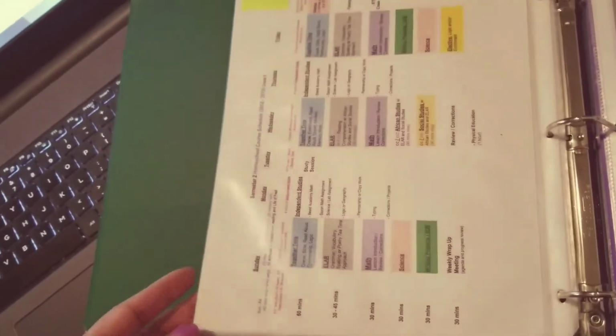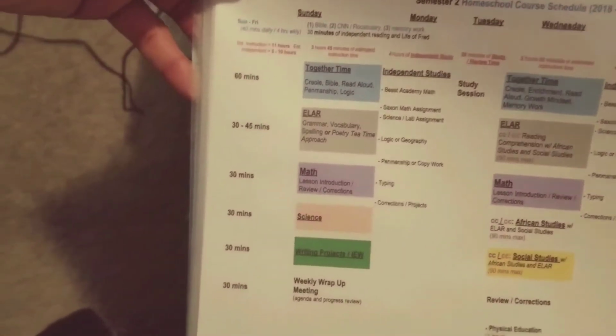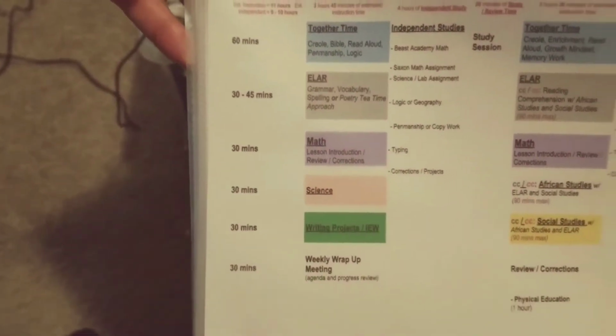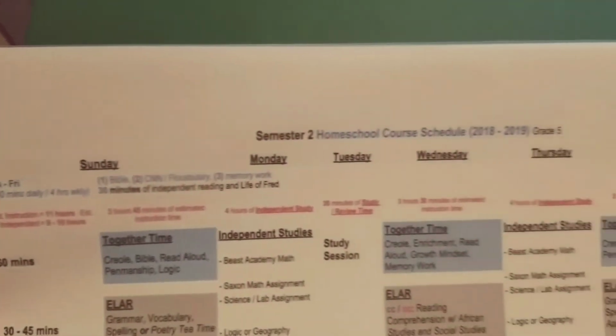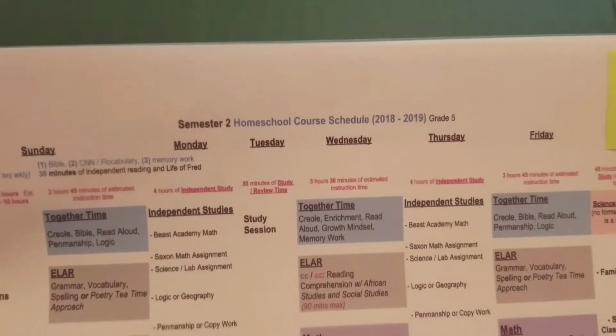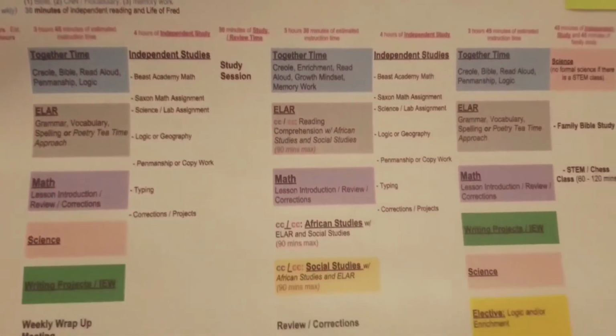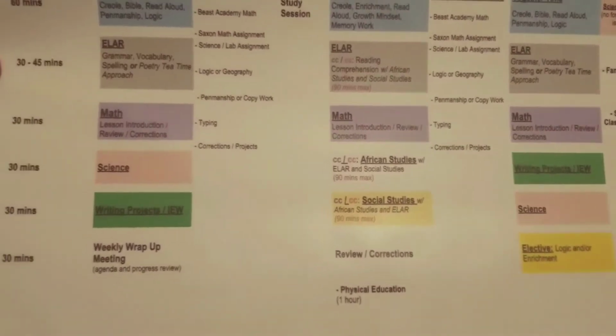This here is our schedule for the second semester. Not a schedule, but a routine. It just tells us how long we're supposed to spend. Let me turn the camera around. Hopefully that works out better for you. It tells us how long we're supposed to spend in each of these subjects. It also tells us how long our day is supposed to be, and it tells us all the things that we're doing throughout the week, so we're on the same page.